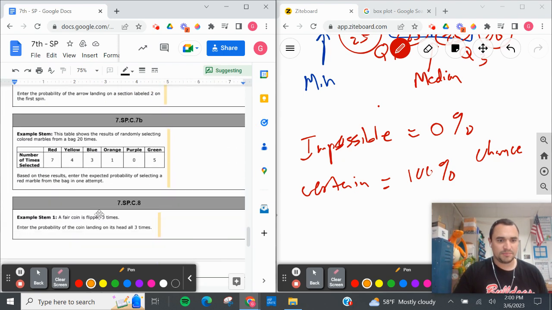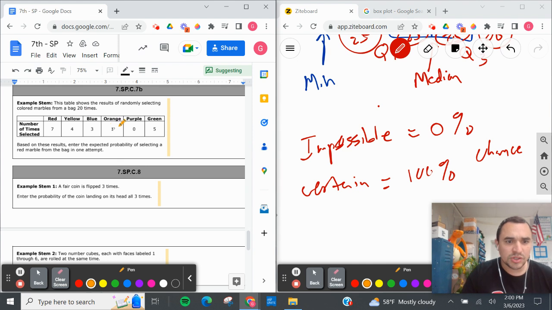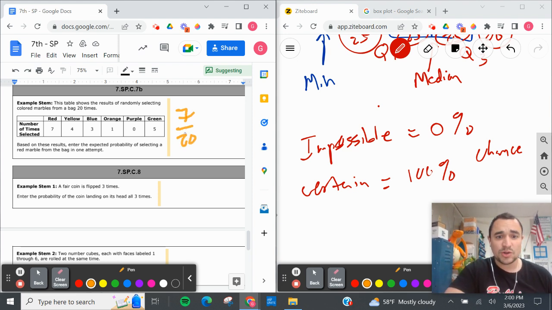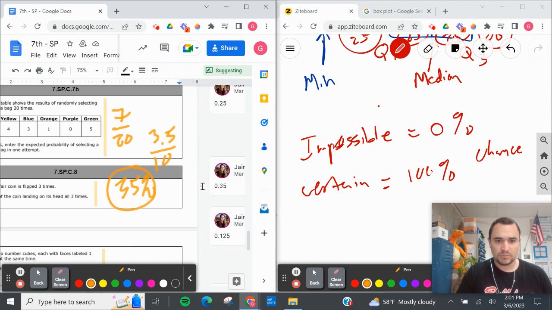All right. Next up, the table shows a randomly selected color marble from the bag 20 times. Based on the results, enter the expected probability of selecting a red marble. So it's 7 out of 20. That is going to be 3.5 out of 10, which is 35%, or 0.35 as a decimal. 0.35.